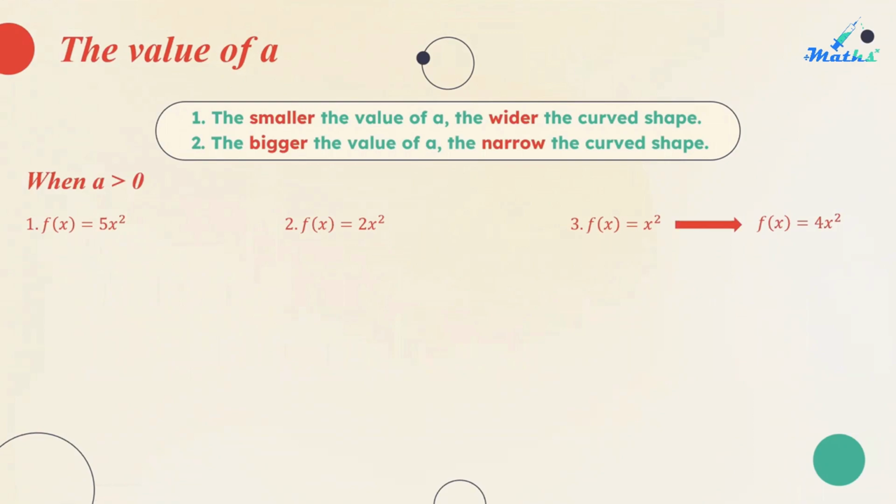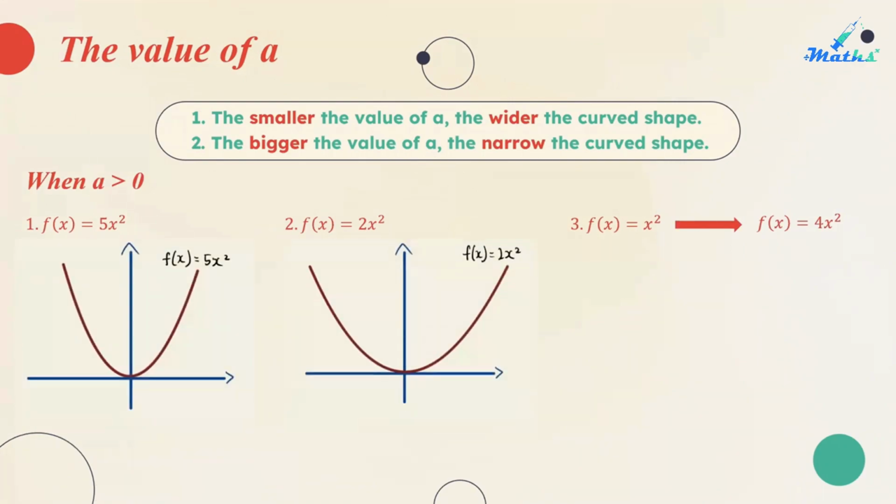What does it mean? When a is greater than 0, we compare example 1 and example 2. Do you see the curve shape of example 1 is narrower than example 2? Why? Because the value of 5 is greater than the value of 2. So the bigger the value of a, the narrower the curve shape.